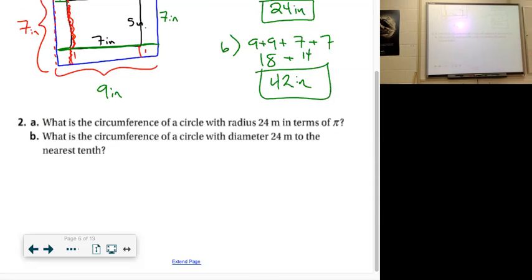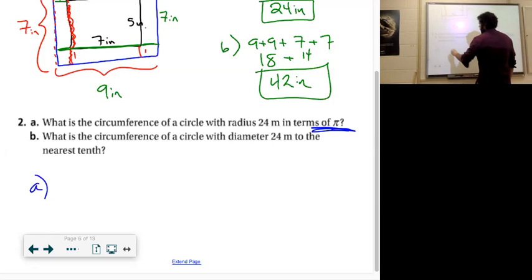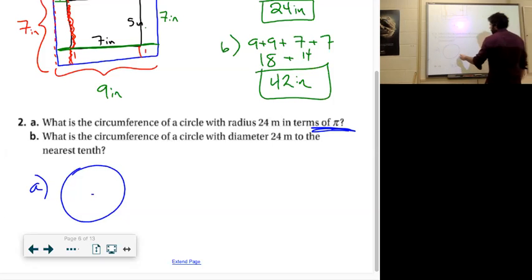Part number 2, what is the circumference of a circle with a radius of 24 inches in terms of pi? This is pretty critical. You want to pay attention to that. That means you want to use pi in your answer. Give yourself a circle as a visual. The radius is 24 meters right here.